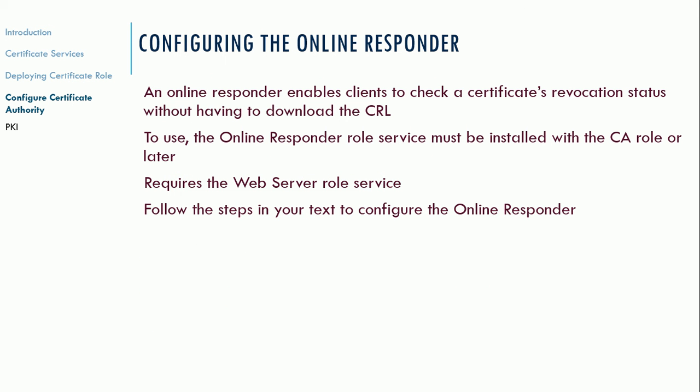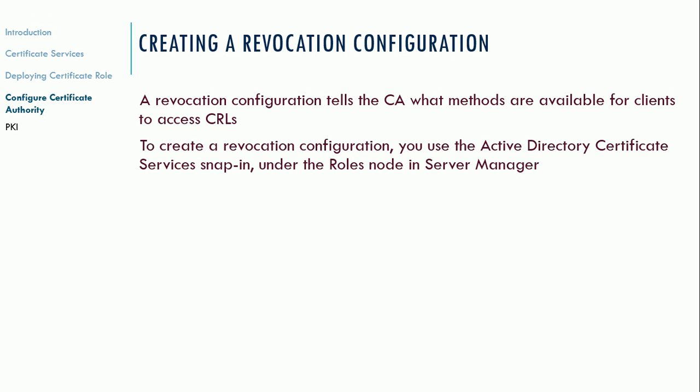And then we have the online responder, which is generally used for CRLs. Instead of having to download the certificate revocation list in order to know which certificates have been revoked, you can simply do a call to the CA to find out if a certificate is valid or not, if the certificate's been revoked. That call is using a web service, so it does require the web server role to be installed in order for that to work. Just like the other role that we discussed, it also requires the web server role.